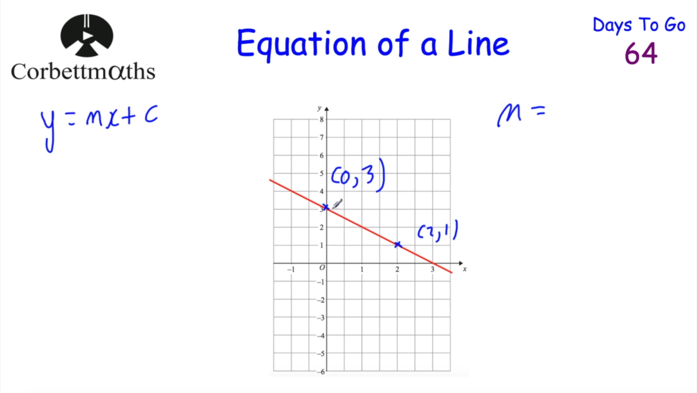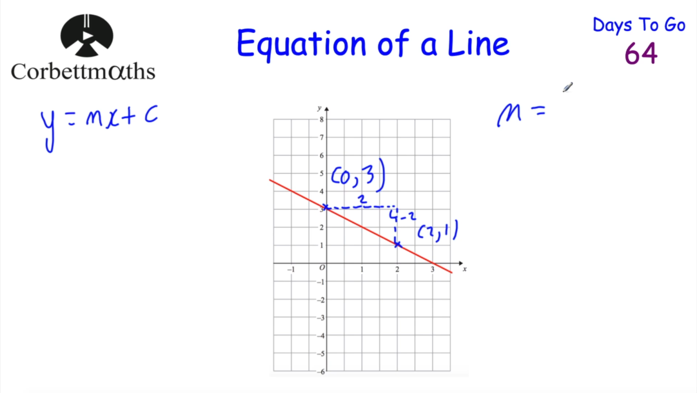Now what I'm going to do is make a little right angle triangle. So I'm going to go across. Now this time, because the line's going downwards, I'm then going to go down. I'm going to do my little right angle. In terms of the run, well, we're going from 0 across to 2. So the run's equal to 2. In terms of the rise, well, the line's going down, so its rise is going to be negative, and it's going down 2, so it's going to be negative 2.